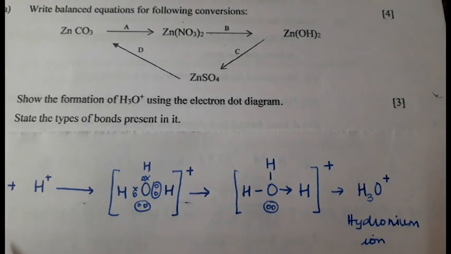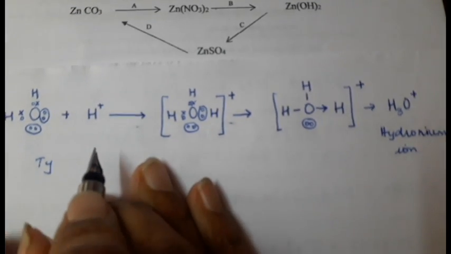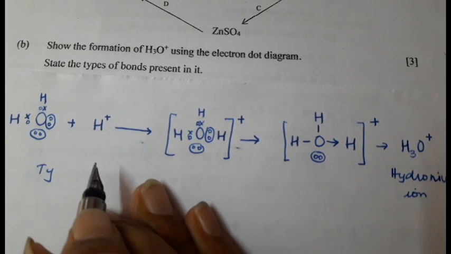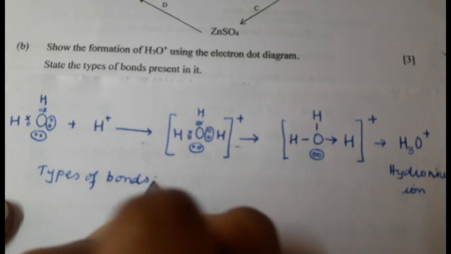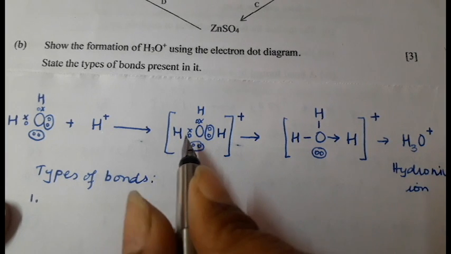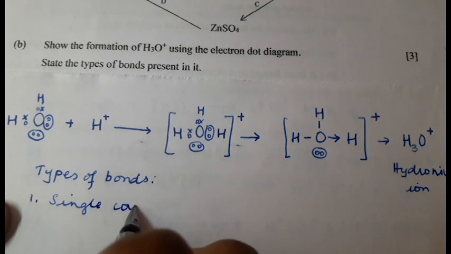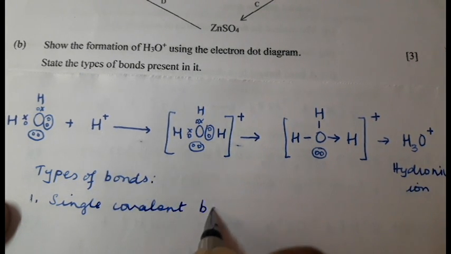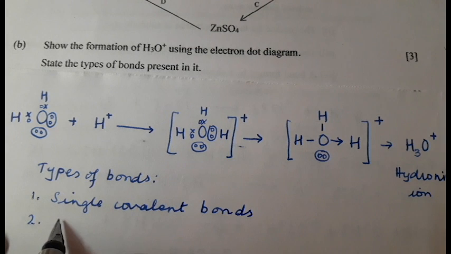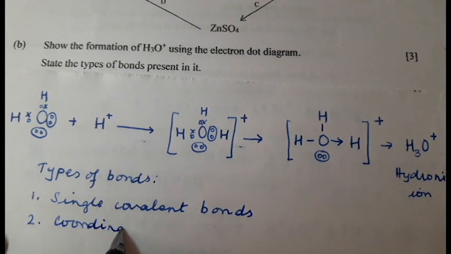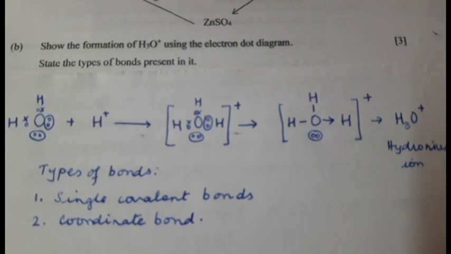State the types of bonds. So we shall write the types of bonds that are present in this. Number one, you can see these ones are single covalent bonds. And the second one is coordinate bond. So this is how our answer looks like.